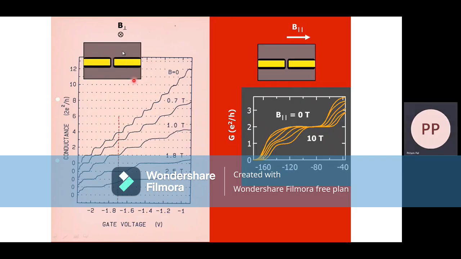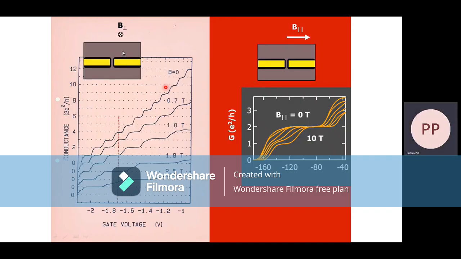Another effect the out-of-plane field produces is that the plateaus become more stretched. Again, this is some of the original data on the quantum point contacts. As they apply more and more field, you can see that the gate voltage required to go from one plateau to another increases. Remember, the gate voltage controls the effective size of the quantum point contact, or in other words, it controls the energy that is required.